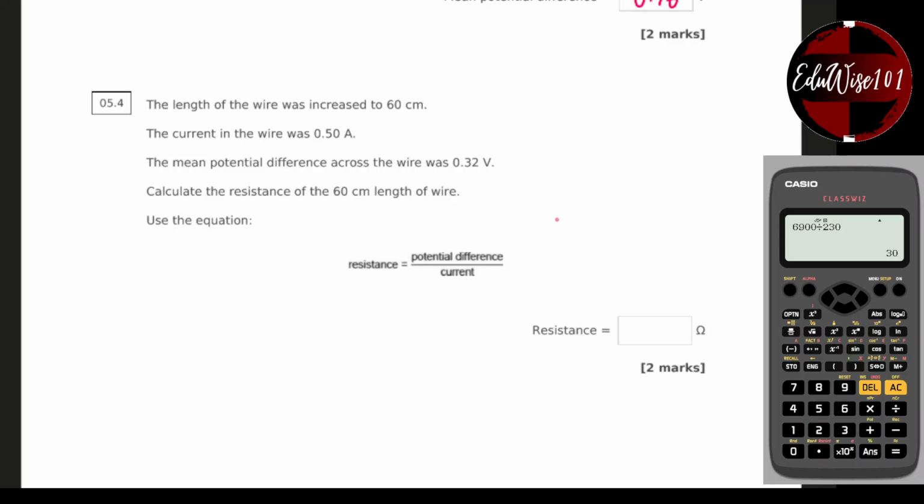The length of the wire was increased to 60 centimeters. The current in the wire was 0.5 amps. The mean potential difference across the wire was 0.32. Calculate the resistance of the 60 centimeter wire.